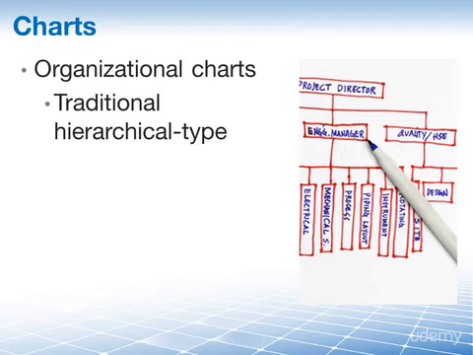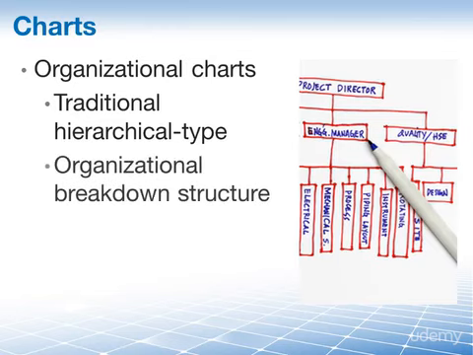The traditional hierarchical type organizational chart is the most typical. At the top you have a box for the project sponsor or project manager, and below that you have boxes for the various groups, with boxes underneath indicating who reports to the person above them in the chart. This type of chart is called an OBS, an organizational breakdown structure.